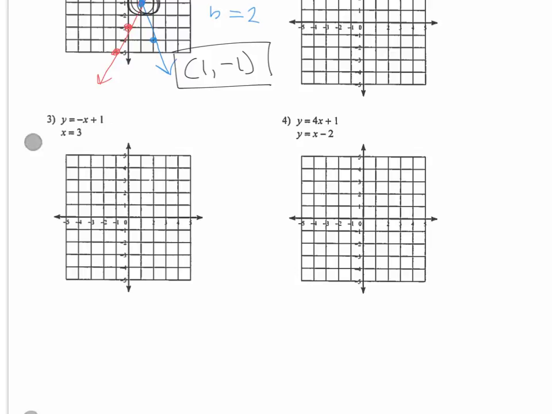Highlight the first equation. m equals -1 over 1, b equals 1. So plot 1, down 1 over 1, down 1 over 1, and go all the way across my grid. Why? So I can find that intersection point, and I'm going to connect these dots.